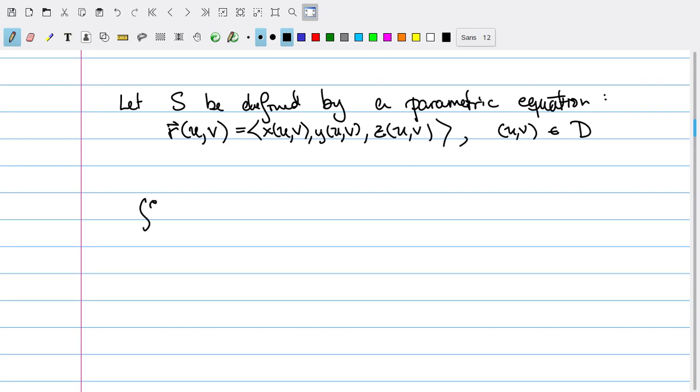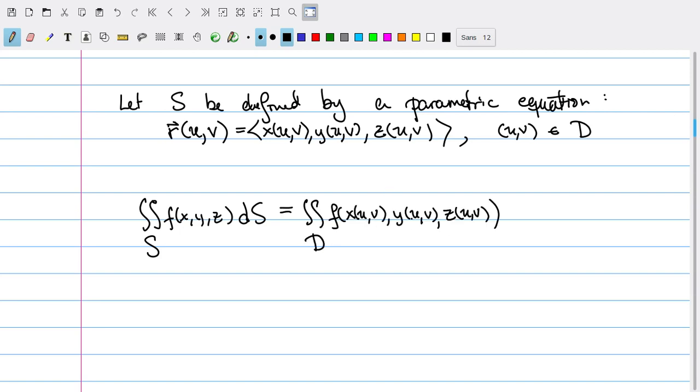In this case, the double integral of a function over S dS is going to be given by the integral over D of f of x(u,v), y(u,v), z(u,v). So this is now a function of 2 variables, just u and v, because I've plugged in x, y, and z values with this particular parameterization. And I'm going to multiply this by the local area element, which is given by the magnitude of r sub u crossed with r sub v, those partial derivatives, du dv. So this is a nice, easy equation to remember.